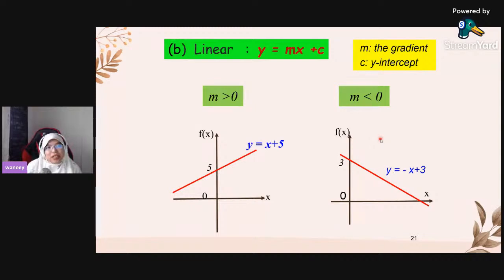So linear, you might want to write down y as the subject, and then simply find out what is the y-intercept and then draw lah graph tu, naik atas ke turun bawah. Okay, next.